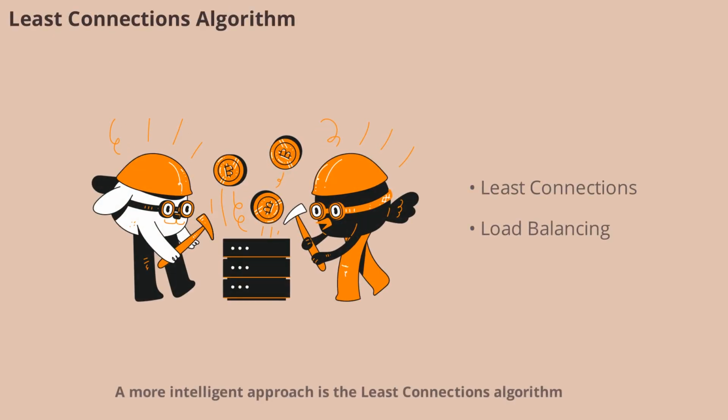A more intelligent approach is the least connections algorithm. Instead of simply taking turns, the load balancer checks which server currently has the fewest active connections and sends the new request there. This helps balance the workload more effectively, ensuring that no server is overwhelmed while others are idle. It's especially useful when requests vary in length or servers have different processing speeds.